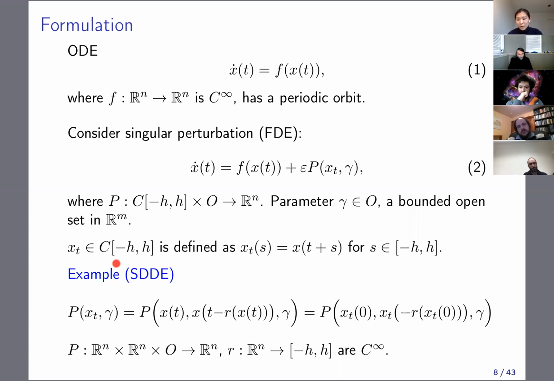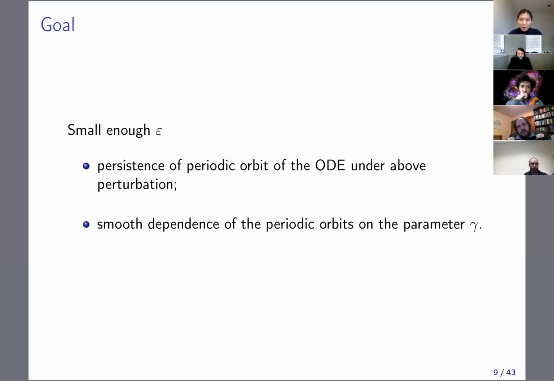So one example for the perturbation term P is like this. Here we consider a function, we still call it P, and it depends on the current state and on the state at the previous time, and then depends on a parameter gamma. And to ease the discussion, we will just assume that the function P and the delay function R are both C infinity. And our goal is to show that for small enough epsilon, the periodic orbit of the ODE will persist under perturbation, and also the periodic orbit will depend smoothly on the parameter gamma.